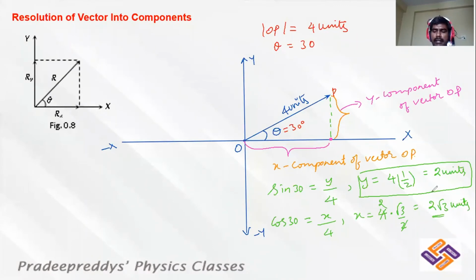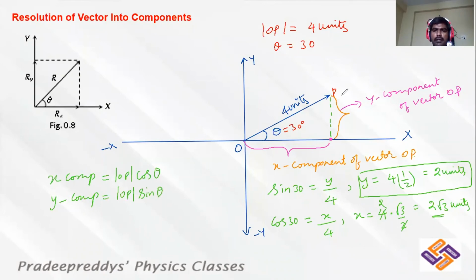So x component and y component of the vectors are known to you, right? What is x component written as? X component is simply written as magnitude of OP into cos theta. How is y component written? Y component is equal to magnitude of OP into sin theta, right?